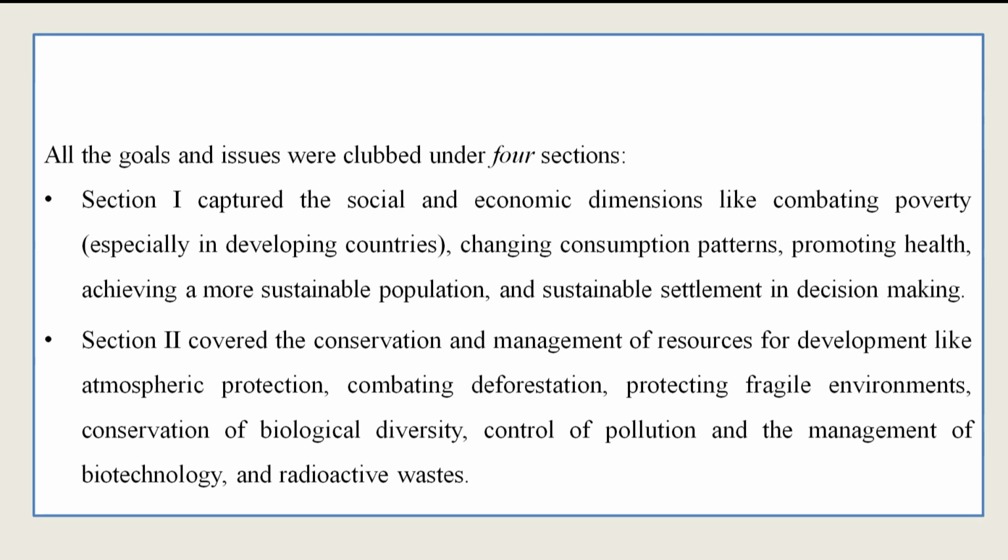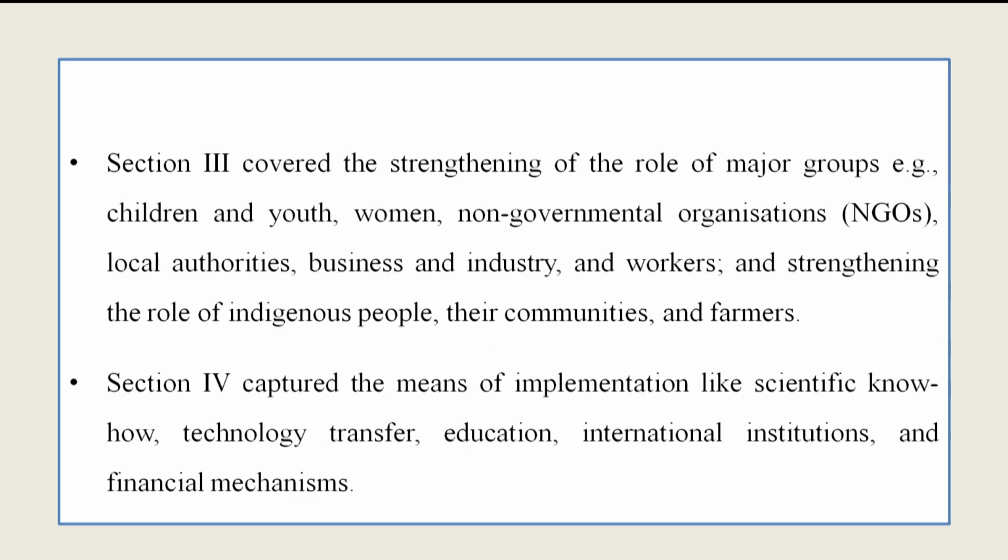In Agenda 21, Section 1 captured the socio-economic dimension, like combating poverty, changing consumption patterns, promoting health, and achieving more sustainable population and sustainable settlement in decision making. Section 2 covered the conservation and management of resources for development, like atmospheric protection, combating deforestation, protecting fragile environments, conservation of biological diversity, control of pollution and management of biotechnology and radioactive waste. In the same way, Section 3 covered strengthening the role of major groups like children, youth, women, non-governmental organizations, local authorities, business and industries, and workers, and strengthening the role of indigenous people and farmers. And Section 4 captured scientific know-how, technology, transfer, education and international institutions.